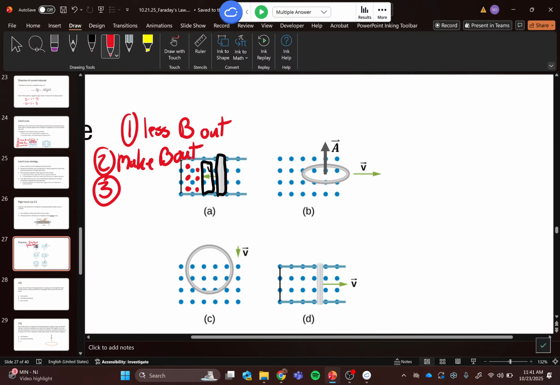So my question to you, try this out. How do I make more dots out? Which way should my current be flowing to make that happen? Try it. Right here, rule 2.5. It's real quick. Point your thumb out of the board, and that's going to be the direction. Your fingers give you the direction of current.